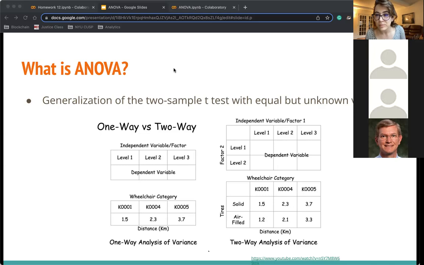So like if you, I don't know wheelchair brands, but say a Toyota wheelchair with Toyota tires, you want to see if they run better together rather than if you have a Toyota wheelchair with Honda tires.